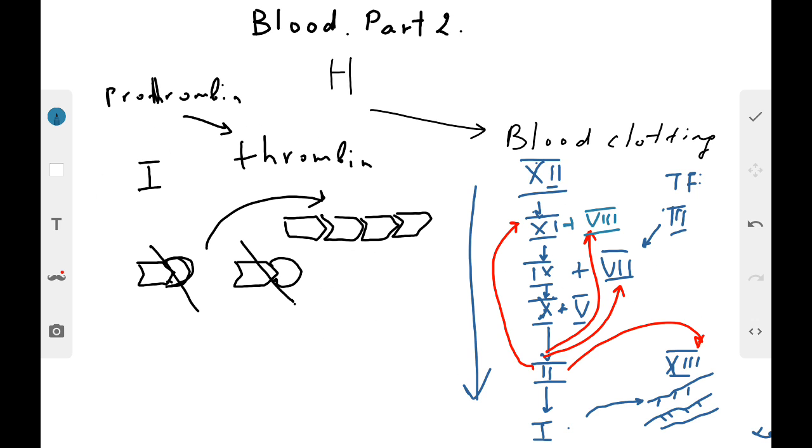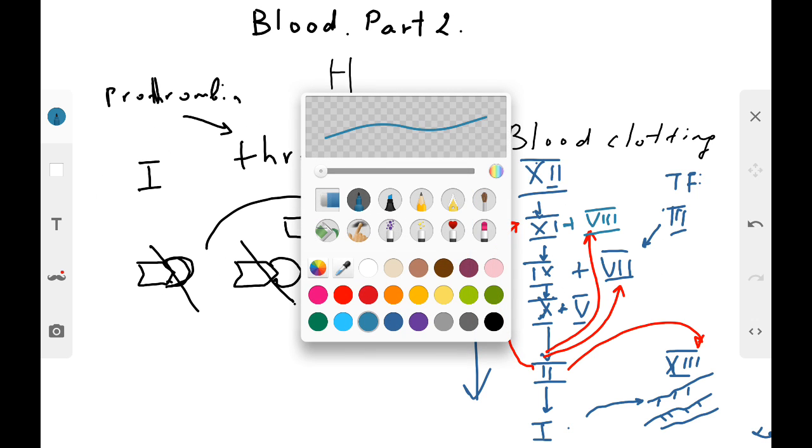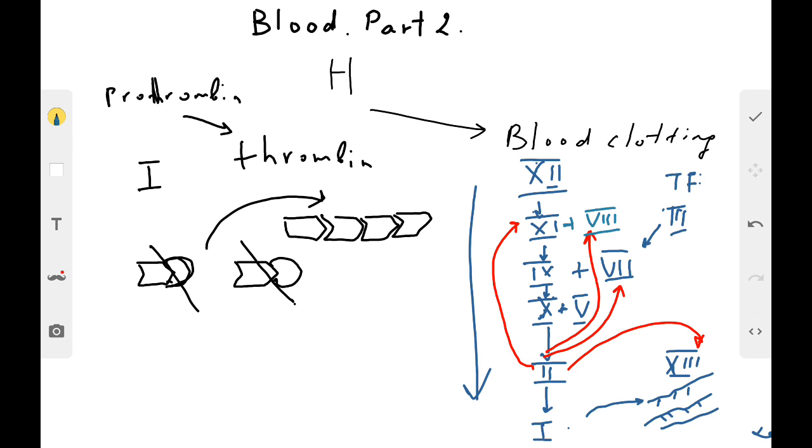So now it looks like that. So actually we have two processes here. We have the so-called extrinsic way. Extrinsic, it works like a spark. So the tissue factors, when they occur in the blood, give a spark. It's rapid, but it cannot support this process for a long time.